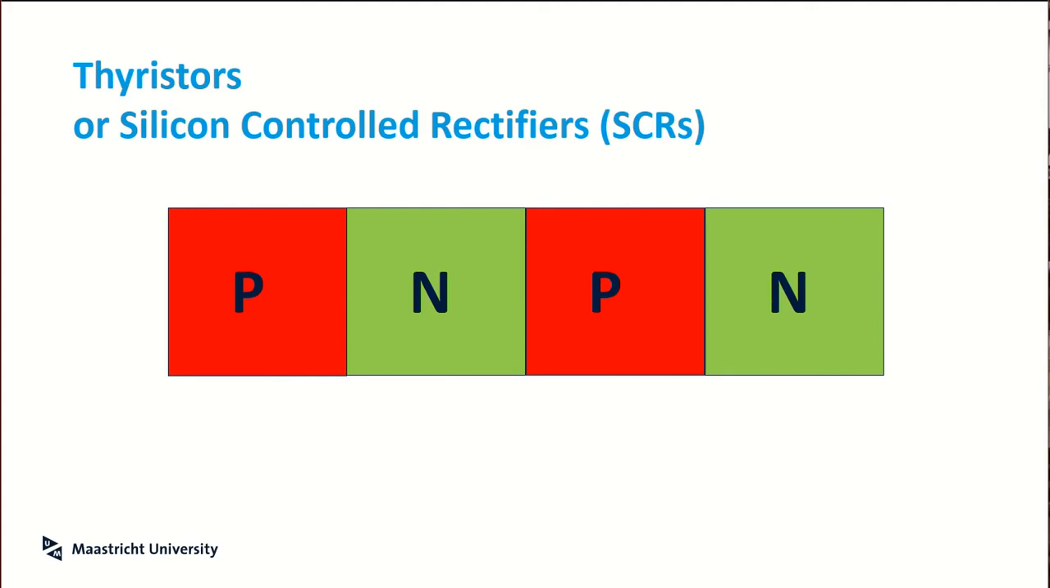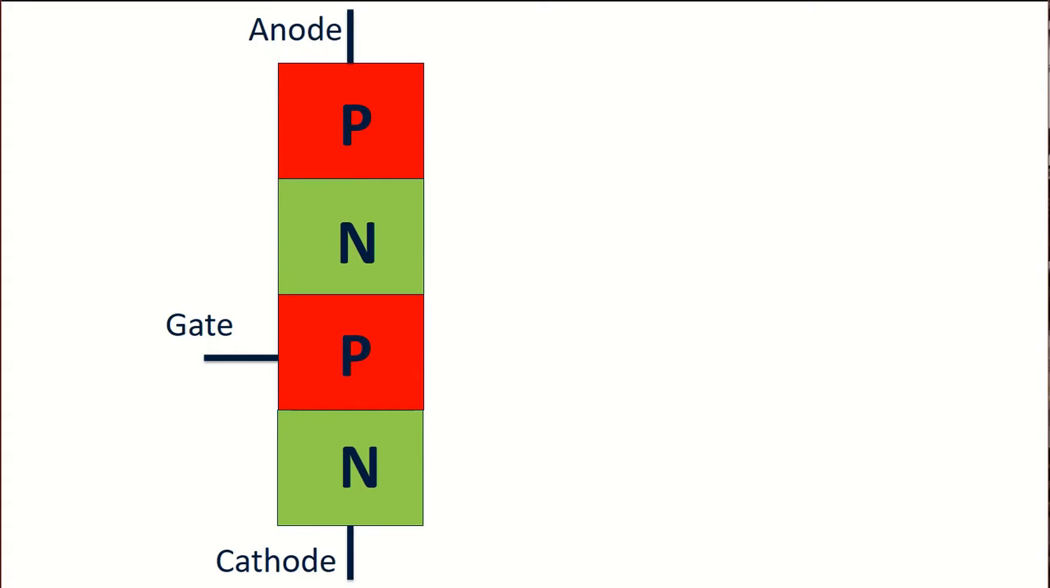So here you can see we now have a PNPN device. So we've got a device with four layers. Now this looks really complicated, but I'm going to go through it very briefly. The most important thing is that you understand the IV characteristics and how they can be applied in various circuits. But first, let's take this and flip it on its side. Whereas with the transistor we had an emitter, a collector, and a base, here we have an anode, a cathode, and a gate.